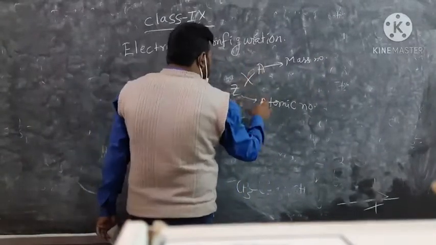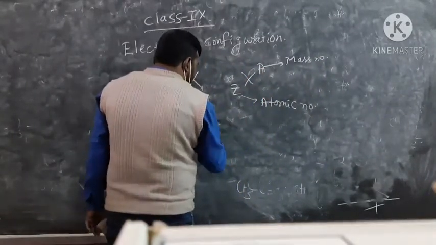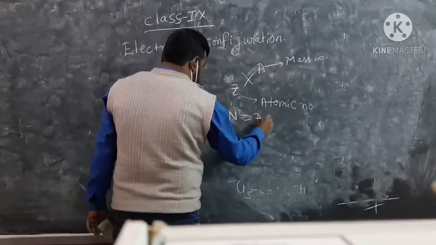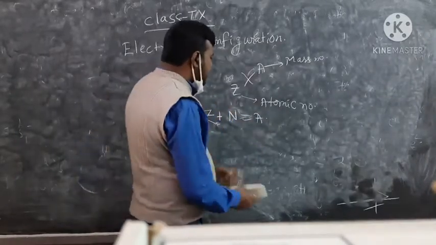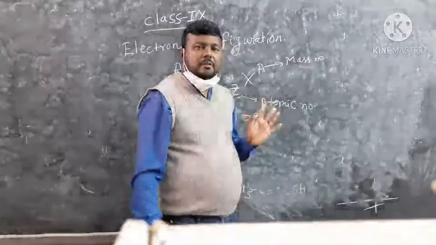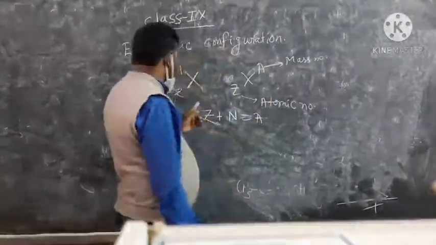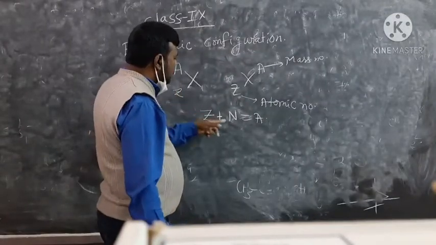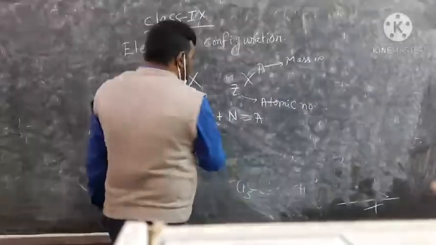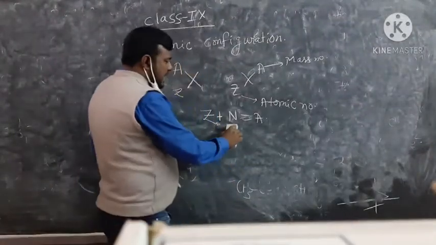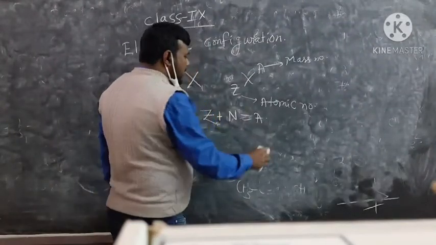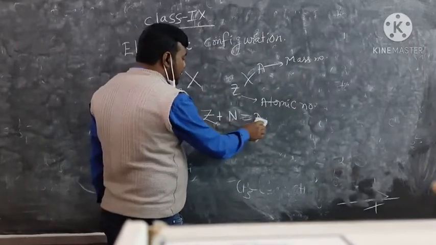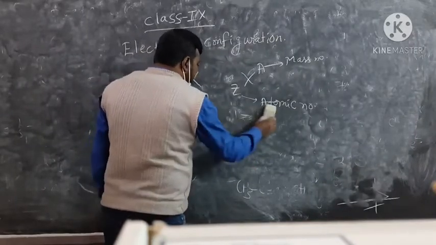So what is the relation between the atomic number and the mass number? Atomic number Z plus number of neutrons N equals the mass number A. Z plus N equals A. That means if we know the mass number as well as the atomic number, we can calculate the neutron number N. Z is the atomic number, N is the number of neutrons, and A is the mass number. So the atomic number and the neutron number total gives the mass number of an element.